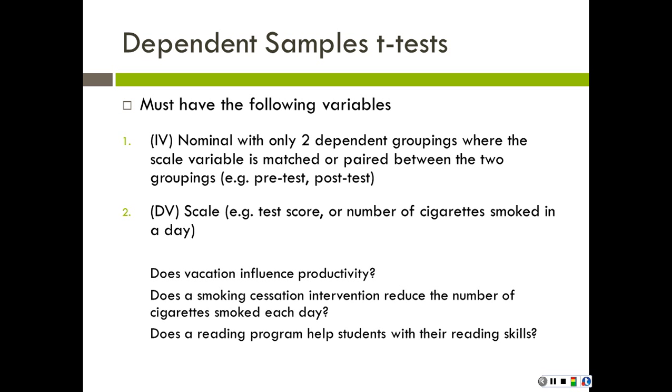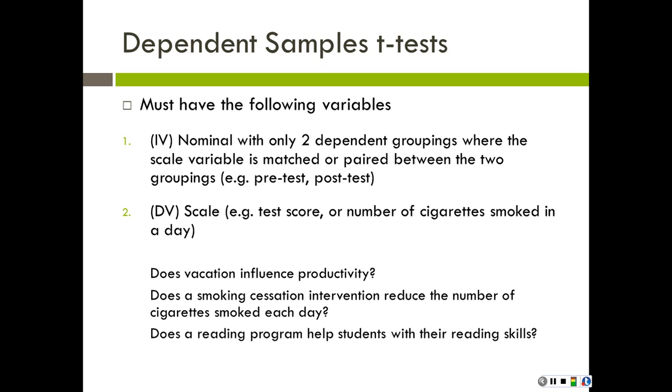So again, the DV has to be a scale variable, so it should have equal intervals, and this is the variable we think depends on the independent variable, right? So we think that your test score depends on when you were measured, right? Before you got the intervention or after you got the intervention.